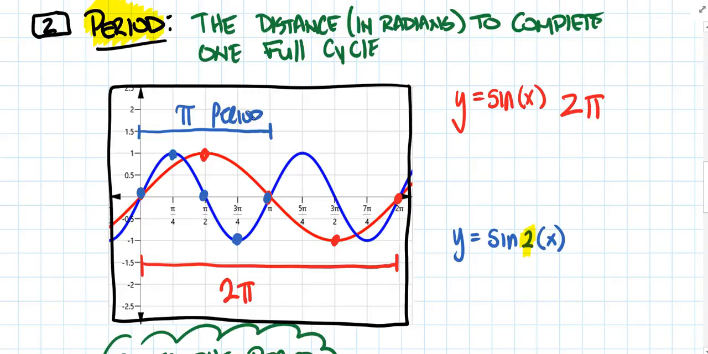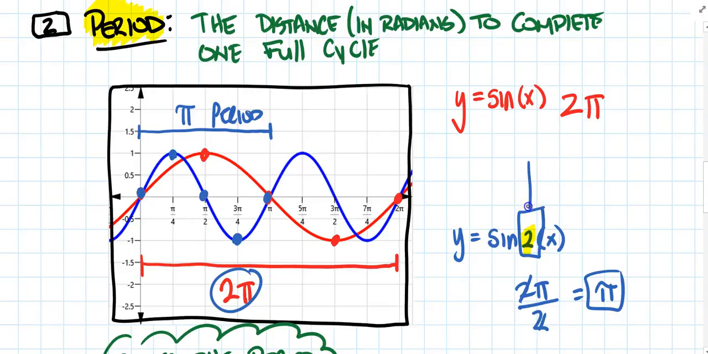The way that we do it is we take the number that's in between the function and the variable, and we take our original period, which is 2 pi, and we divide it by whatever number is in there, and that gives us a value of pi. Again, we take the original period of the sine function, 2 pi, and divide by whatever number is in between the sine and the variable. So in this case, what does the 2 represent?